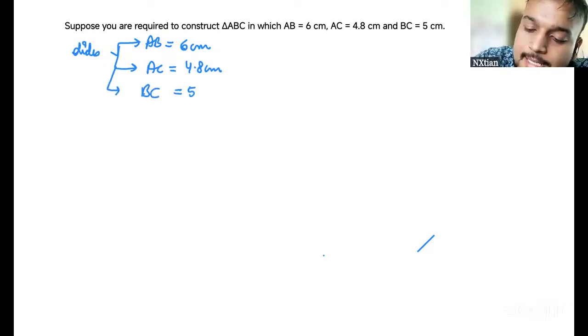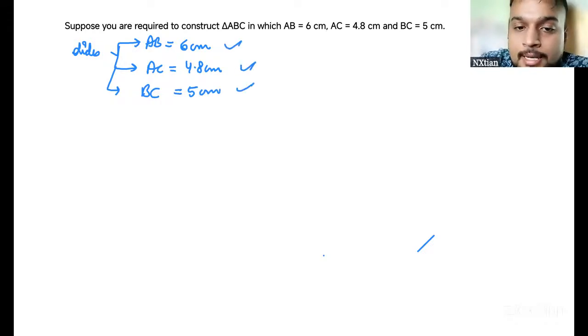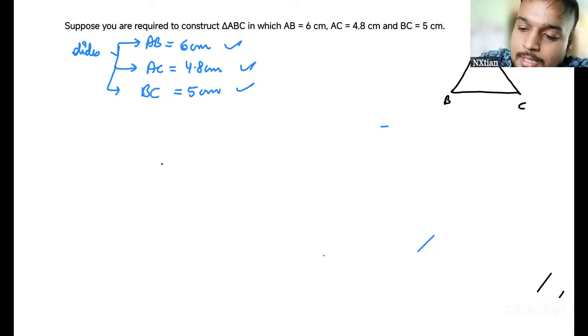So when 3 sides are given to you, how to construct a triangle, that's the important thing. Okay. So first, for example, we have to draw the rough diagram as I told you. So I will make a rough diagram. Here making A, B, and C, where AB is 6 centimeter, AC is 4.8 centimeter, and BC is 5 centimeter. Understood, guys? Yes or no?